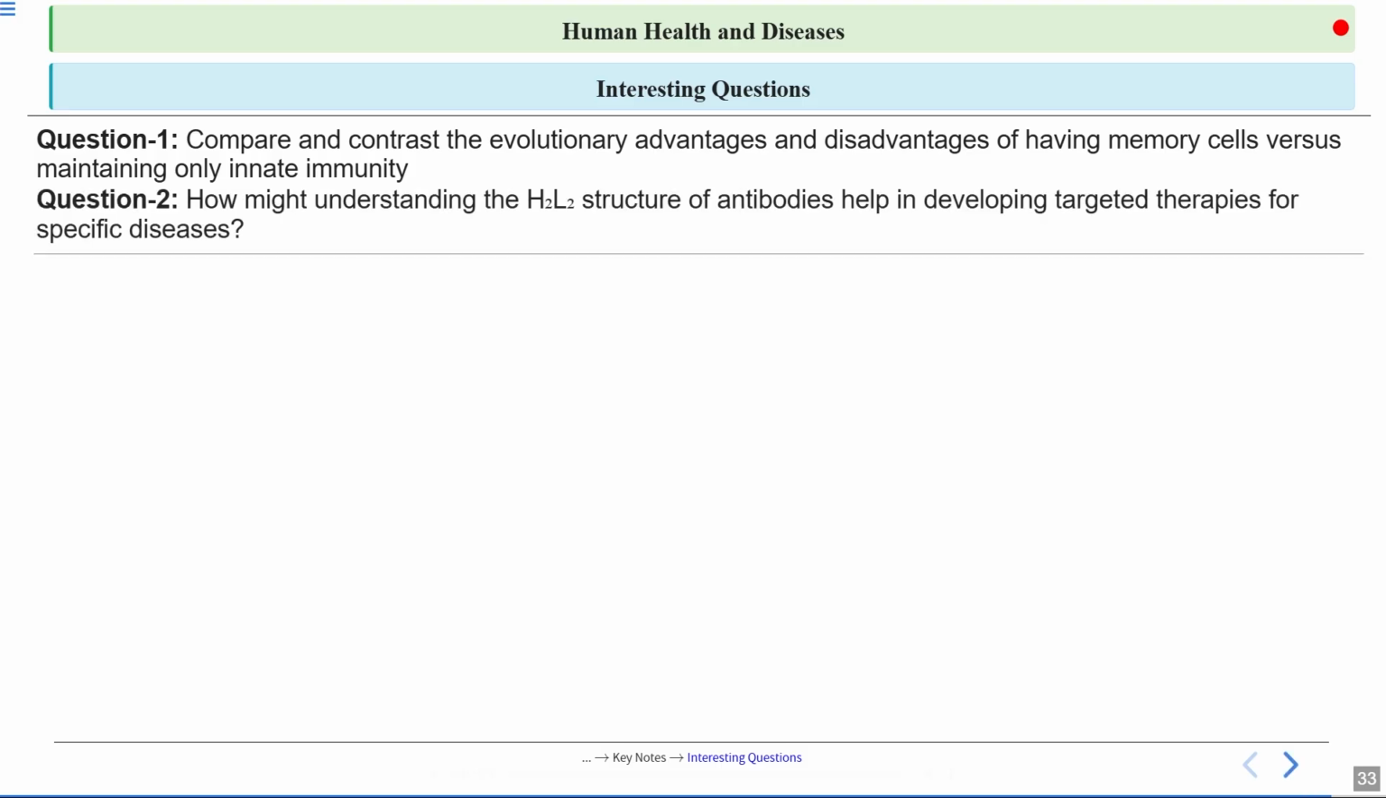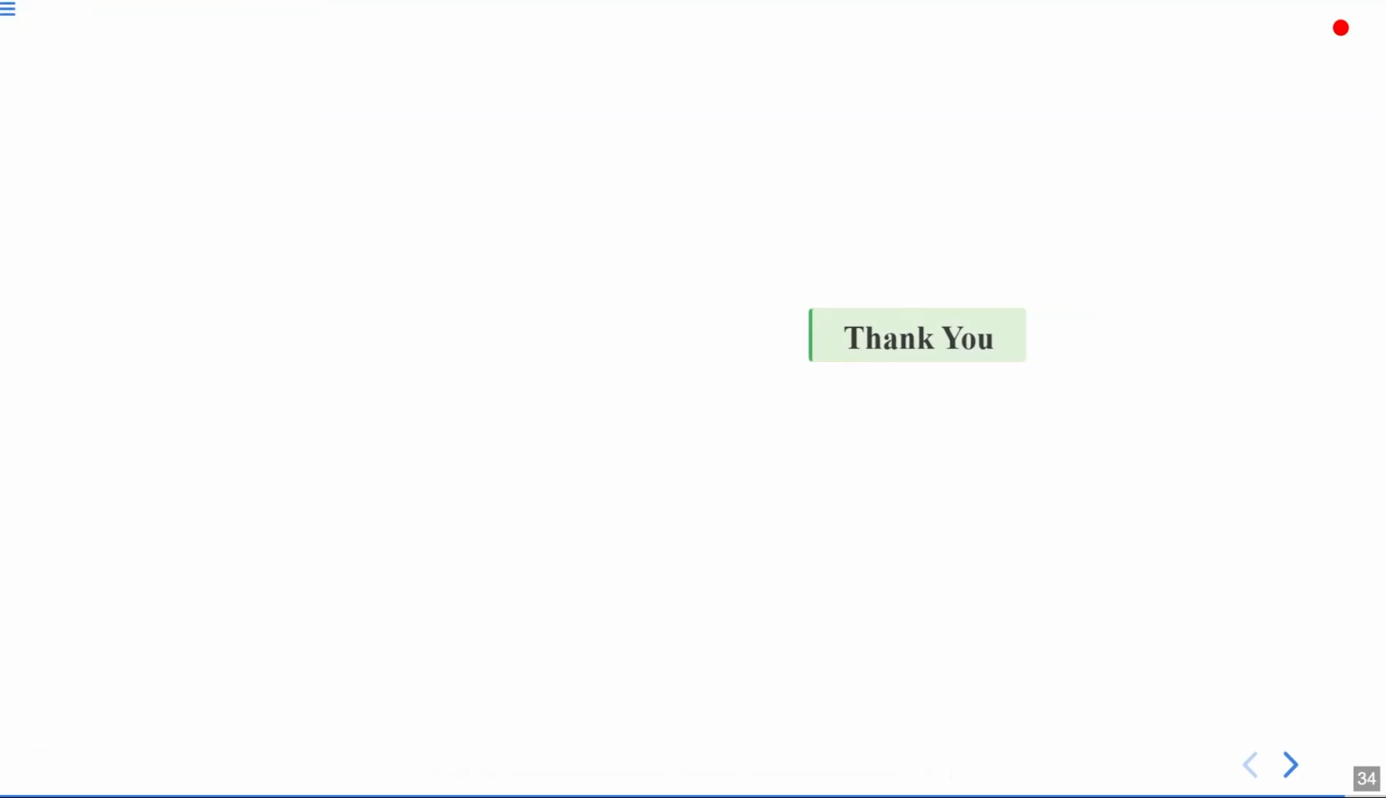Now there are some interesting questions for you. You have to compare and contrast the evolutionary advantages and disadvantages of having memory cells versus maintaining only innate immunity. The next question is, how might understanding the H2L2 structure of antibodies help in developing targeted therapies for specific diseases? You have to critically analyze these questions. With this we have discussed the theory. Now let's discuss the DPP related to this chapter.